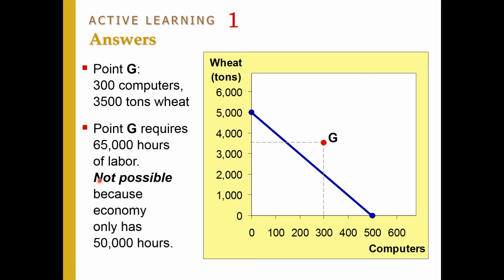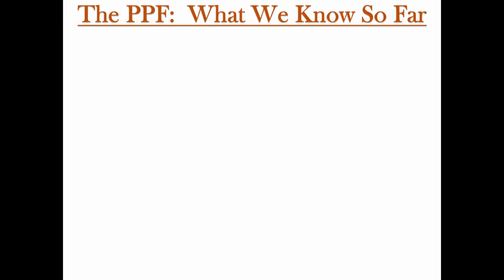You might also see the terminology not feasible or unattainable. Any of those words, not possible, unattainable, infeasible, anything that means we can't do it, could describe point G. We can't do it in this economy. We might want to. It would be nice to have more food and more computers, but we just don't have the resources to be able to do it right now. It's wishful thinking.